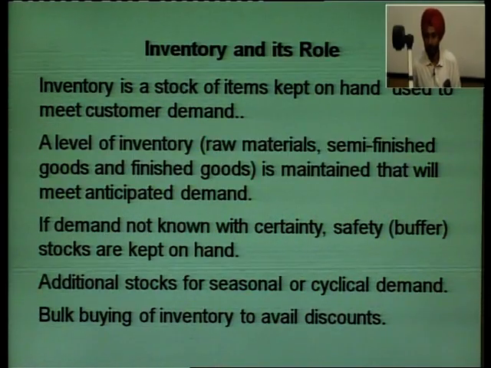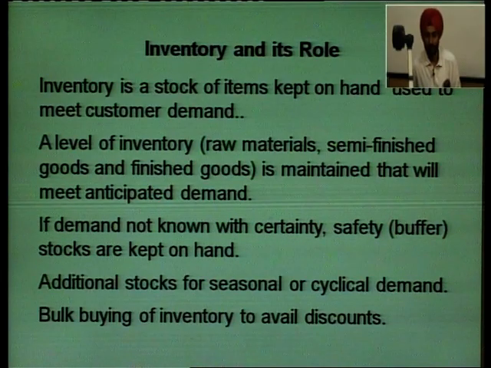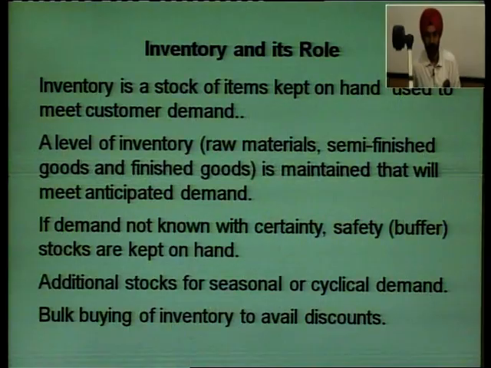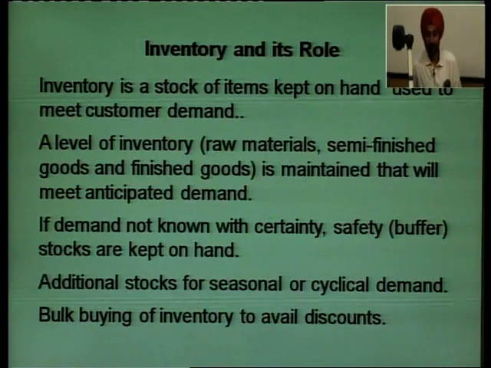Because our overall objective is either cost minimization in production or profit maximization, and profit maximization also directly depends upon cost minimization, and inventory plays an important role in our cost as well. Okay. So, a lot of cost is incurred in terms of buying inventory and at the same time in terms of maintaining inventory. Okay.